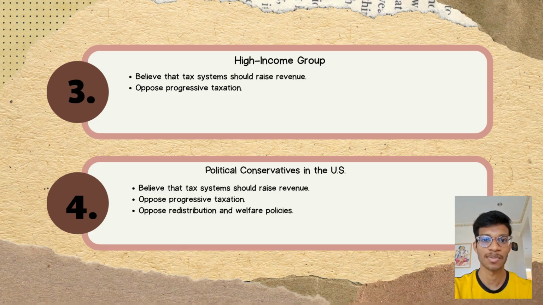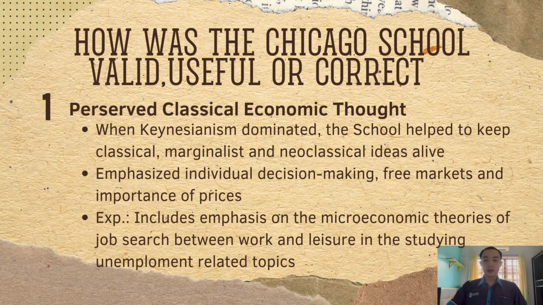The school's influence became particularly visible during the Reagan era, shaping policies that prioritized tax cuts, deregulation, and a reduced role for the federal government.